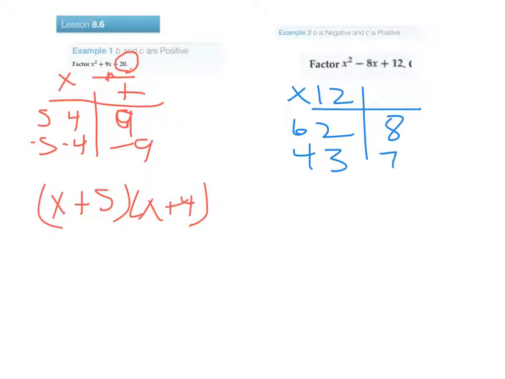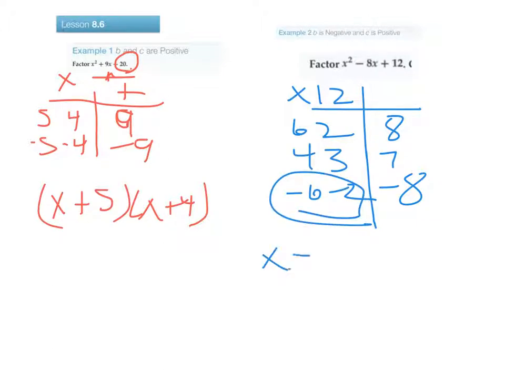Now I'm looking for a -8. So these are all positive. So if I go a -6 and a -2, when I add them up, I get a -8. Once I get that middle term, these two are our answers. So x minus 6 and x minus 2. And so that's factoring a trinomial.